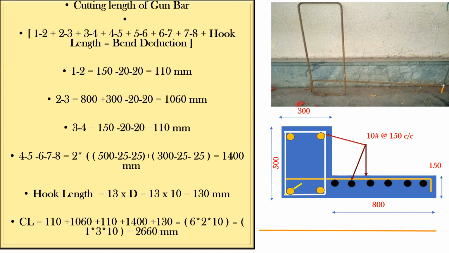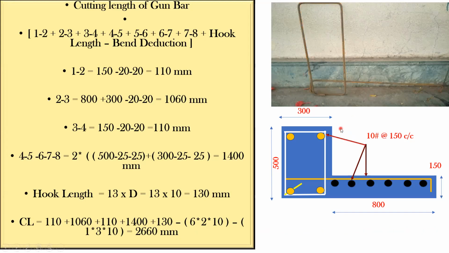And then I'll tell you how much each part should be. This is 110. You keep this portion as 1060, and again you keep this as 110, and then this one, 300 minus 25 minus 25, is 250. This you keep 450. This you keep 250, right? This you keep 450, and this hook length you keep 130. So in this way, if you prepare, 2660 mm or 2.66 meter of bar is required. Simple. So in this way, we have done the BBS for the gun bar.